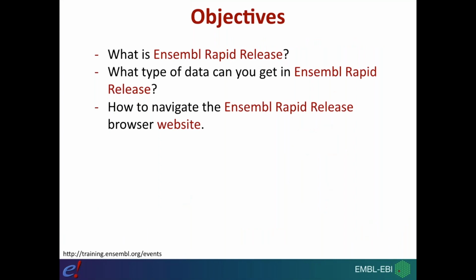So what I want to cover today is what the Ensembl Rapid Release Genome browser is, the different types of data that we can find through the Rapid Release Genome browser, and how to navigate the genome browser itself. There are many similarities to the main Ensembl Genome browser, but there are some slight differences. So I'm going to try and pick up on those and show you how to navigate and get the data that you need.